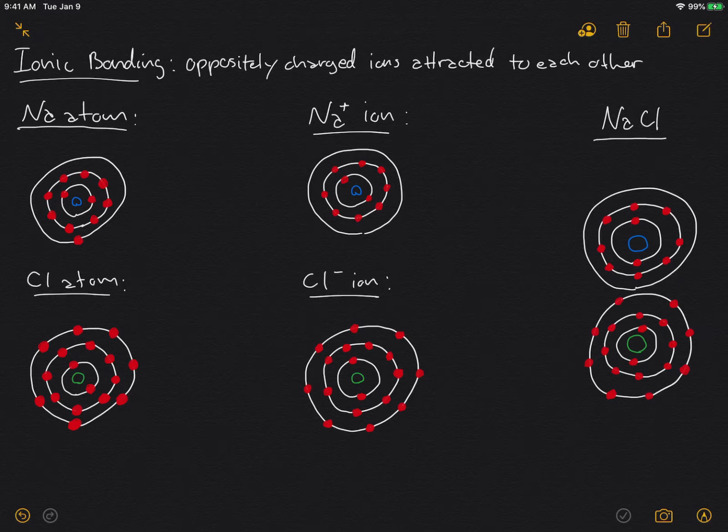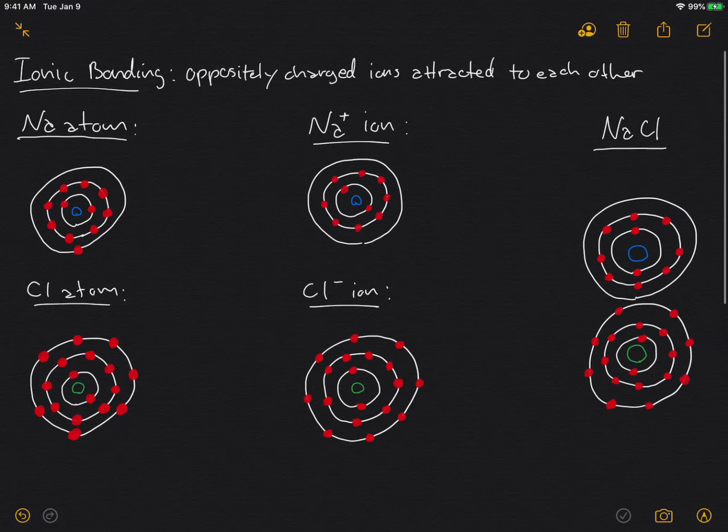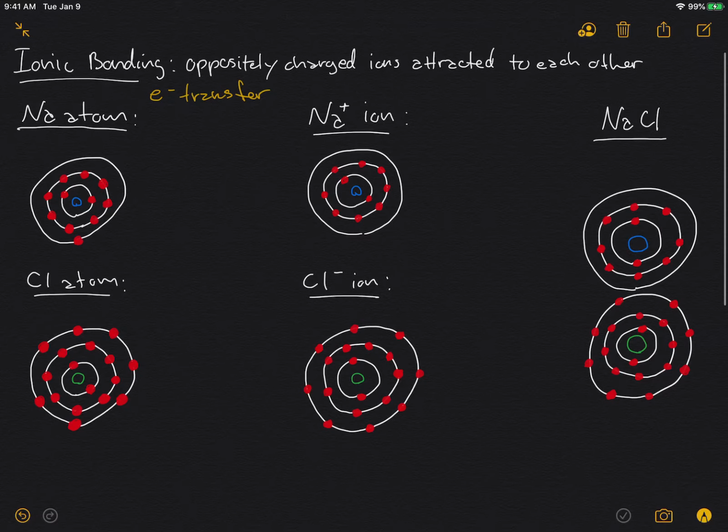Ionic bonding occurs when two oppositely charged ions are attracted to each other by electrostatic forces. This occurs when you have electron transfer. So if we take this example here, we have a sodium atom.